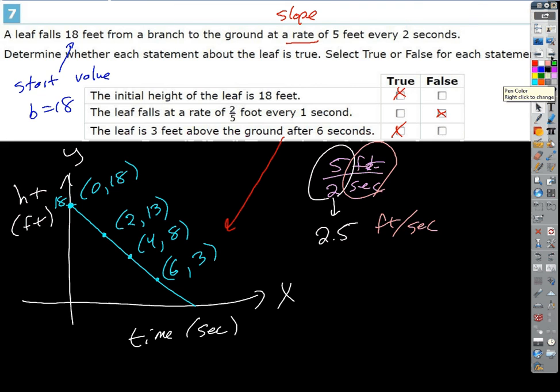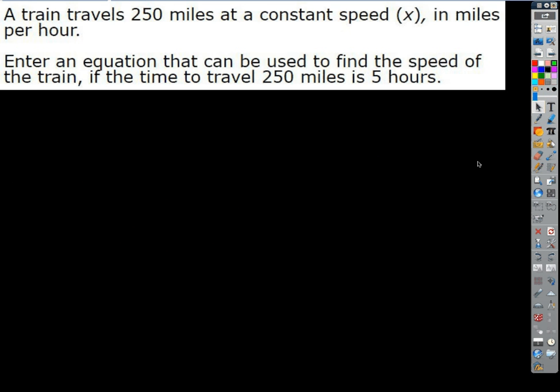All right, so moving on. How much time do we have? Oh, we can do one more. This is easy. Okay, last one. Quick, quick. So what about this? When they say something like this, enter an equation that can be used to find the speed, you hardly have to do anything. All you have to do is come up with the equation that we could use to solve for the speed x.